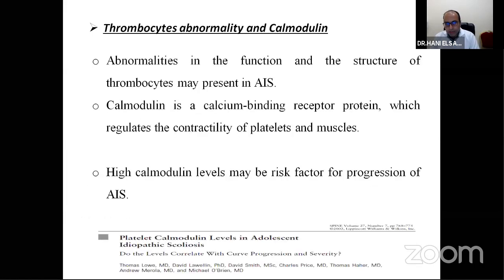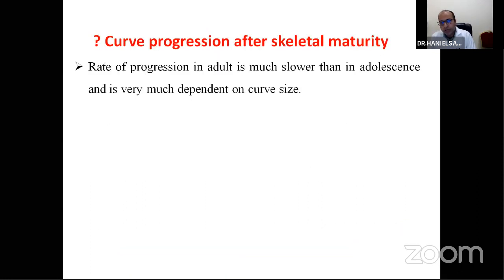Another factor predictive of curve progression is thrombocyte abnormality and calmodulin levels in the serum. Abnormalities in the function and structure of the thrombocyte may be present in EIS. Calmodulin is a calcium-binding receptor protein, which regulates the contractility of platelets and muscles. High calmodulin levels may be a risk factor for progression of EIS. The curve may progress after skeletal maturity, but much slower than in adolescence and dependent on curve size.